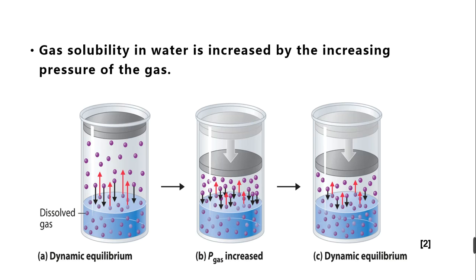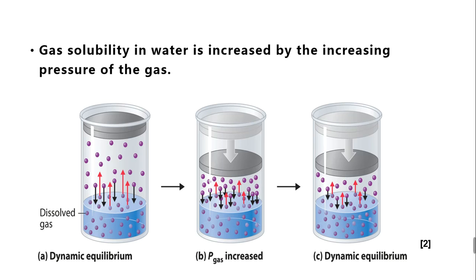So I give a diagram group. In diagram A, the system shows a dynamic equilibrium, which means the gas dissolving rate and the leaving rate are the same. But when you push down the plate, which means decreasing the volume and increasing the pressure of the gas, more molecules are pushed into the water, which means dissolving into water.